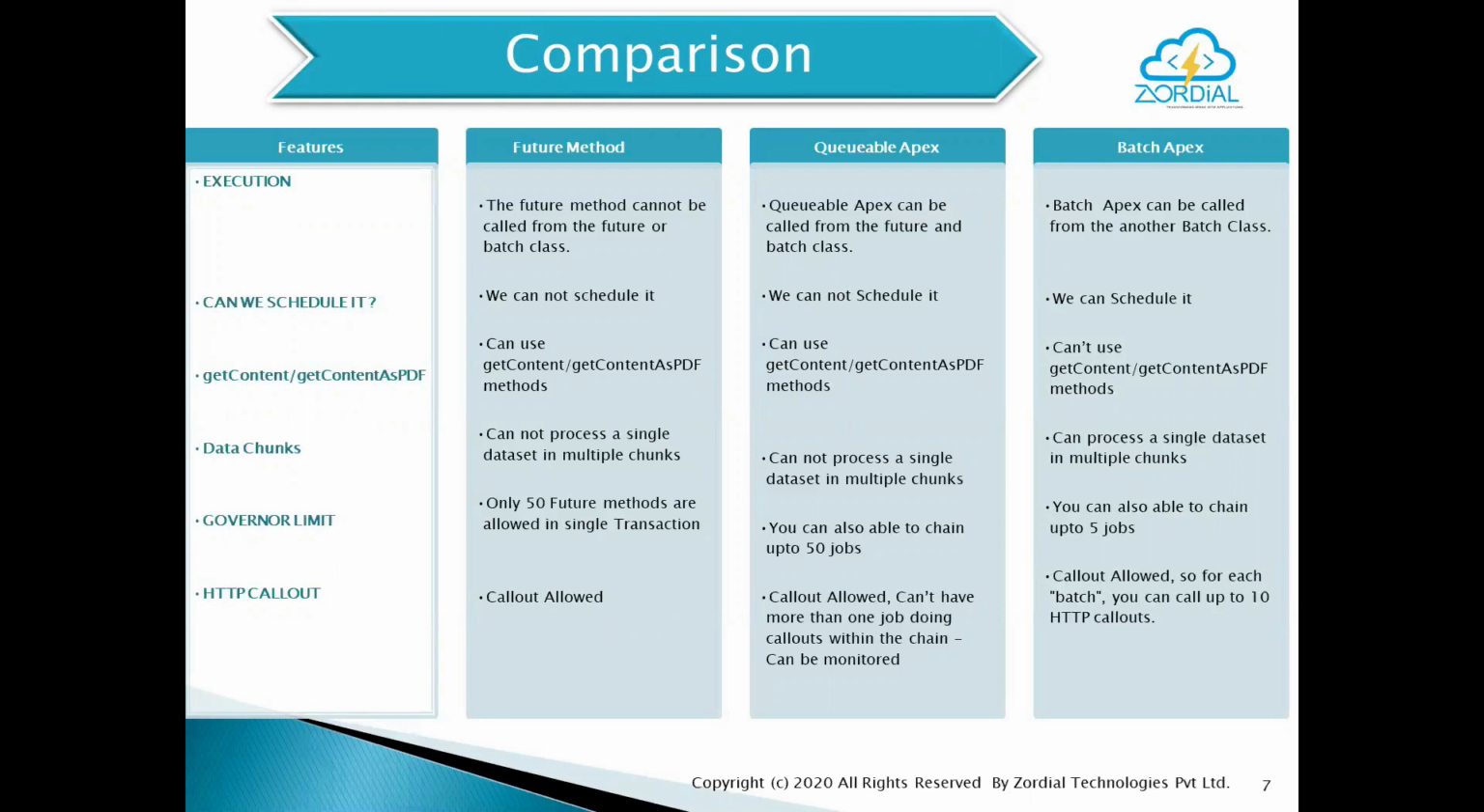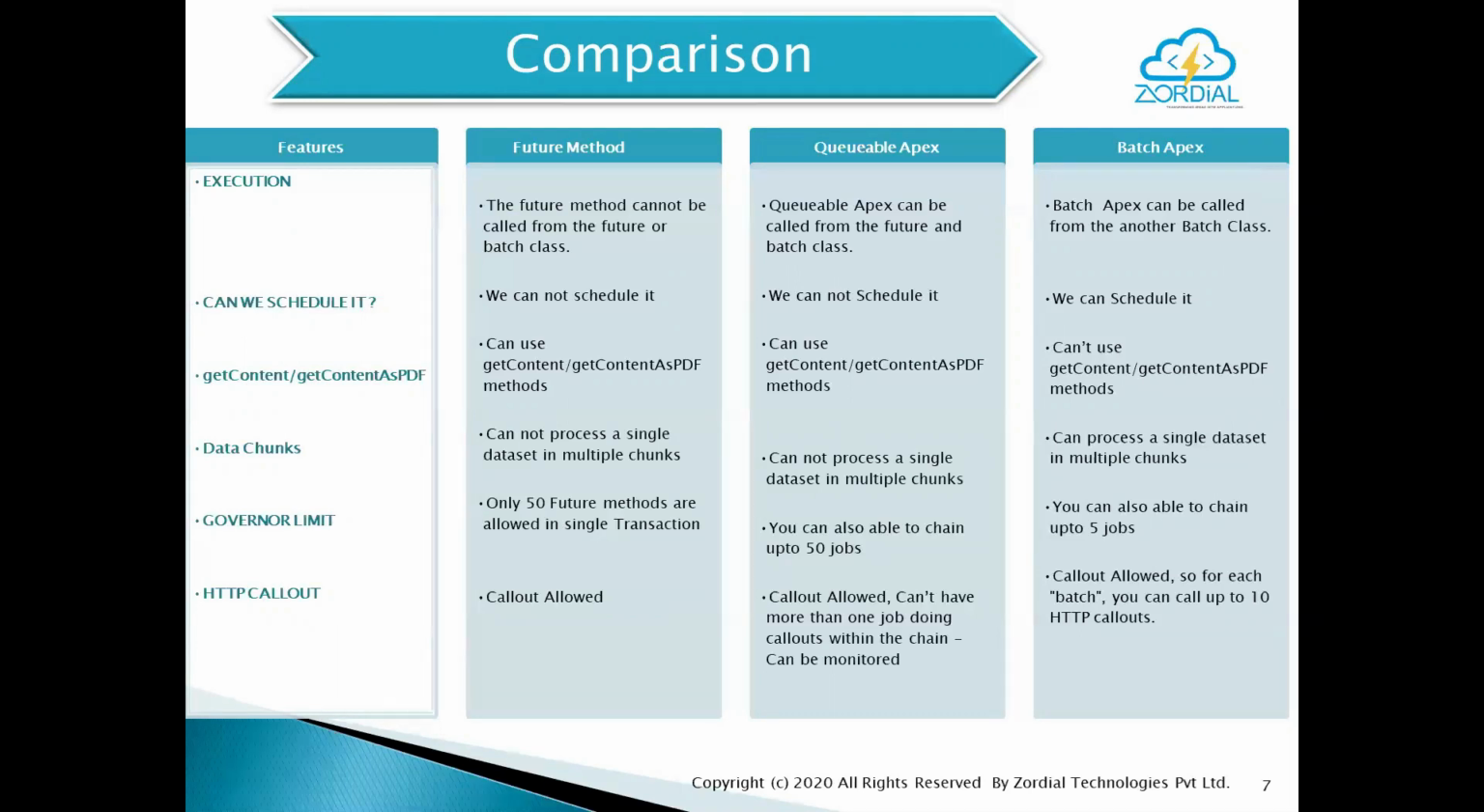getContent and getContentAsPDF. These two methods are not allowed in Batch Apex, but these methods are allowed in the future method and Queueable Apex. Data chunks. As we have already discussed, to deal with a lot of data we use Batch Apex, and there we break a lot of data into different chunks, I mean the batches. But in Queueable Apex and the future method, we do not break the data set into different chunks.